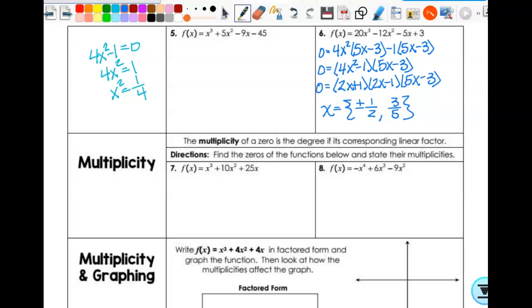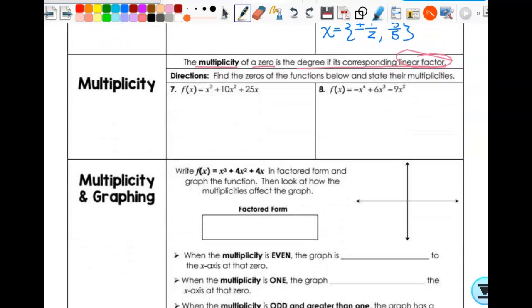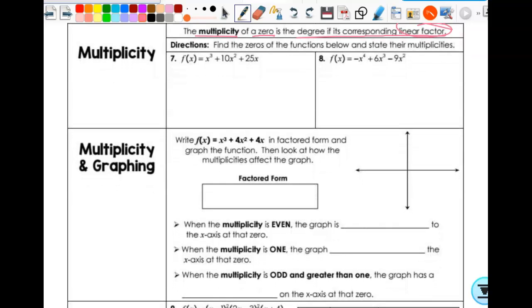Okay, perfect. All right, so let's see why we're talking about zeros again. What we're going to add to this is multiplicity. So the multiplicity of a 0 is the degree of its corresponding linear factor. Let's see what that means. We're going to find the zeros of the functions below and state their multiplicities.